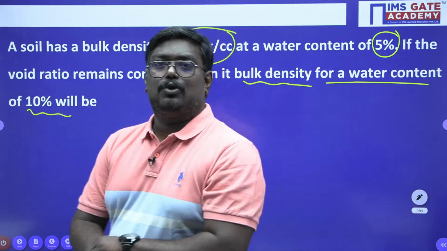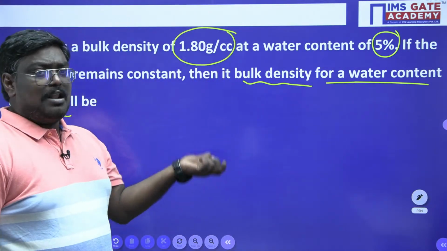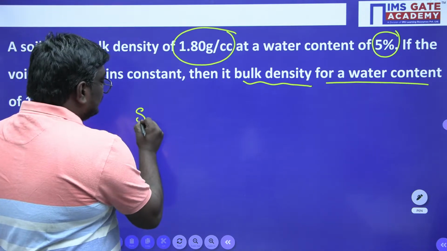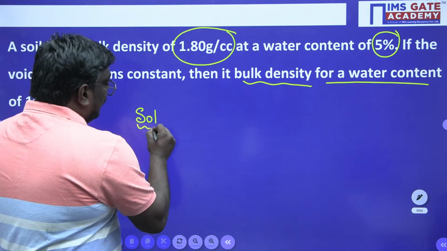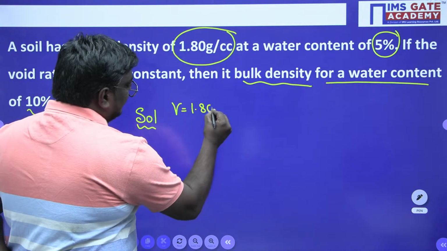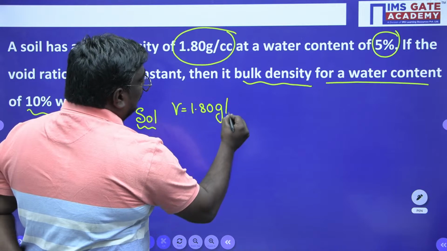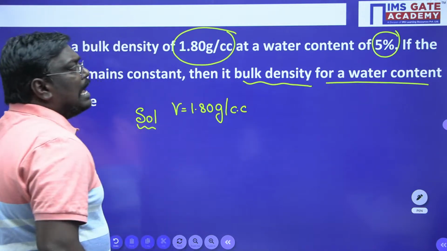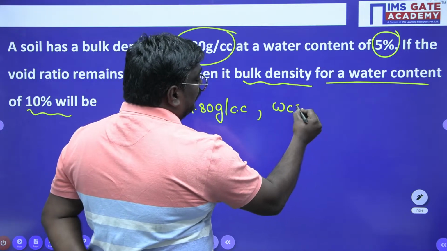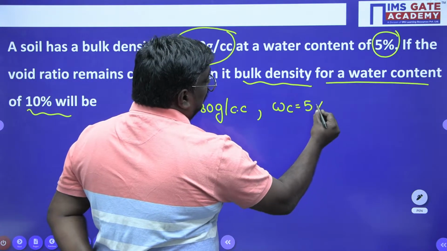This is a beautiful question, students. It is very simple but a beautiful question. So how do you solve this question? Initially, if you see here, the bulk unit weight is how much, students? It is 1.80 gram per cc. Okay. And we have a water content of how much, students? You have a water content of 5 percent.